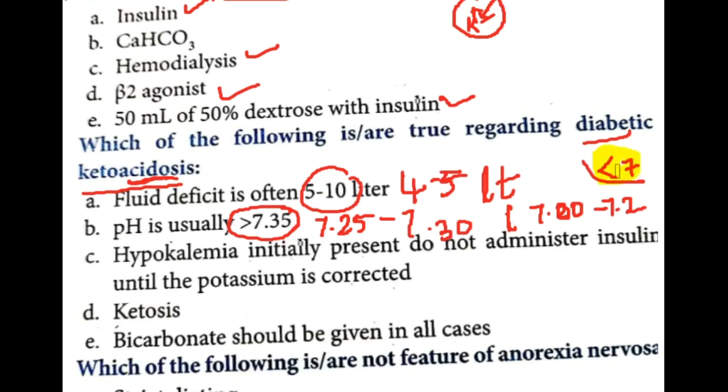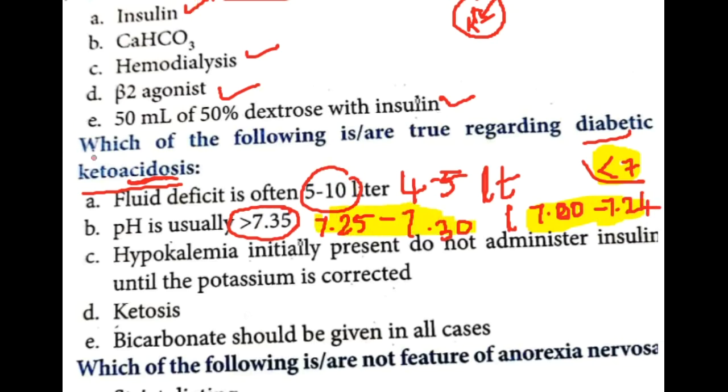Less than 7 is severe type, 7 to 7.24 is moderate type, and 7.25 to 7.30 is mild type.